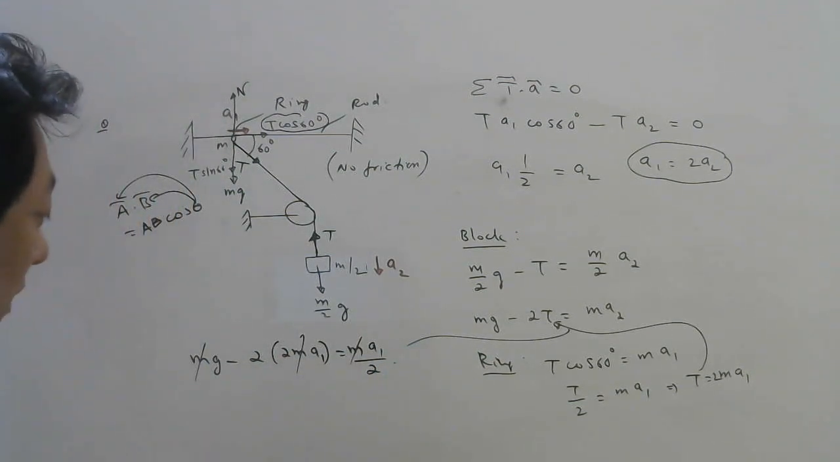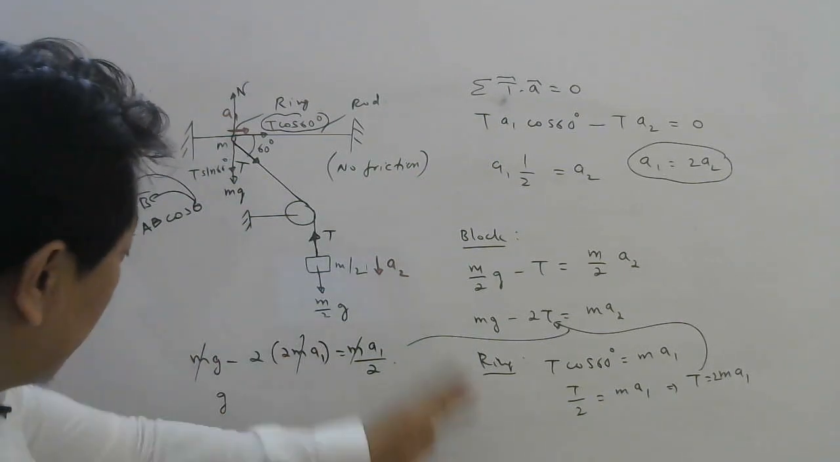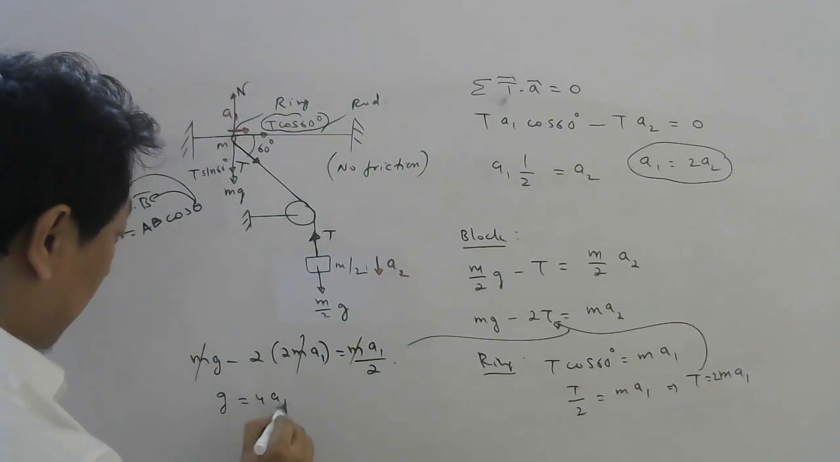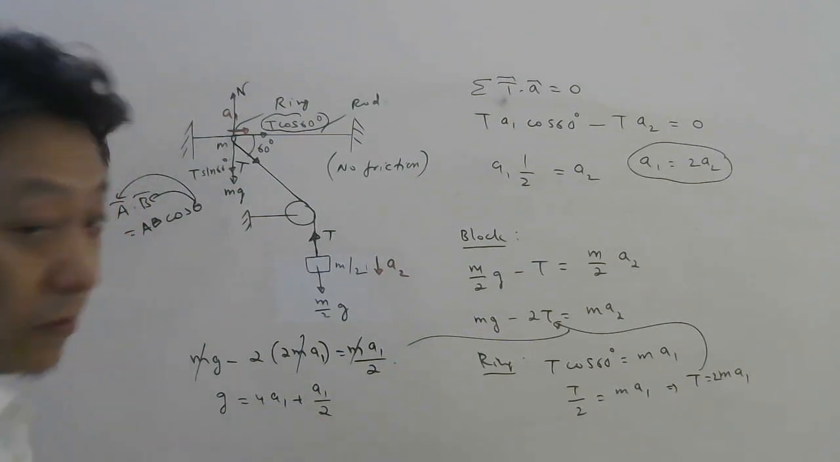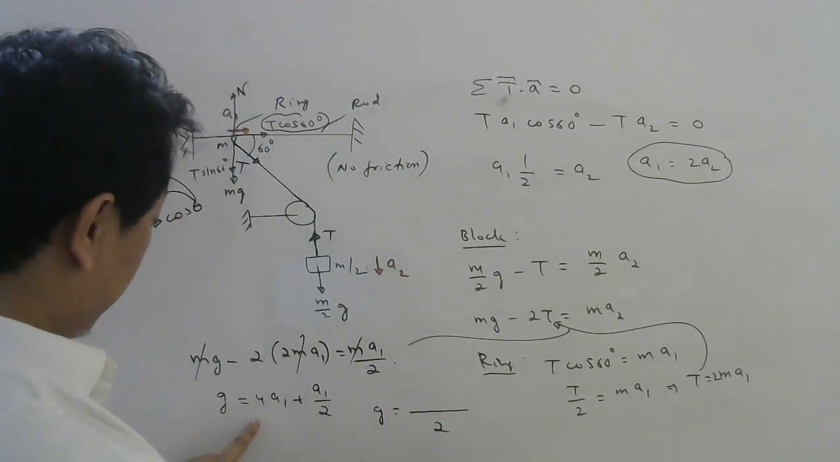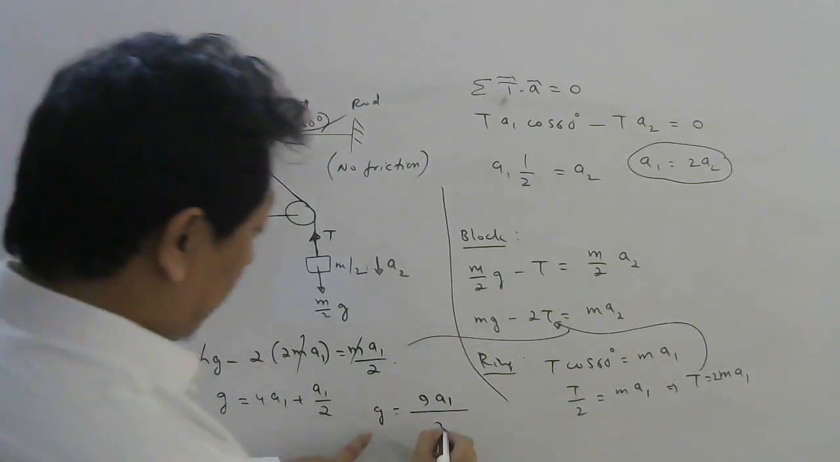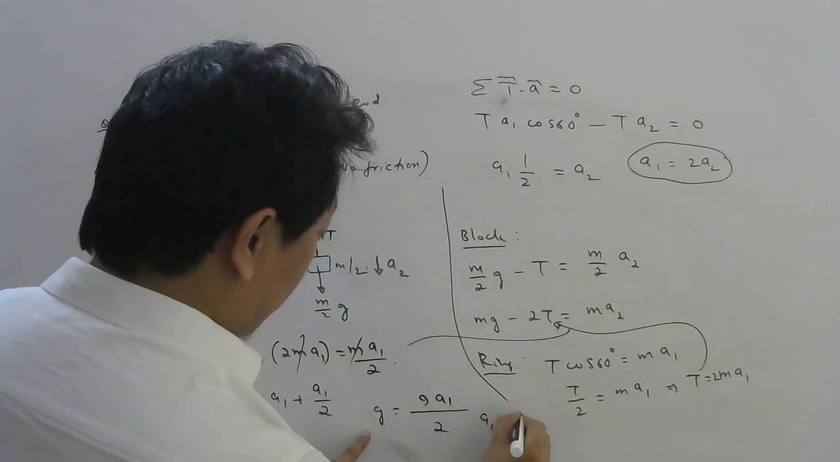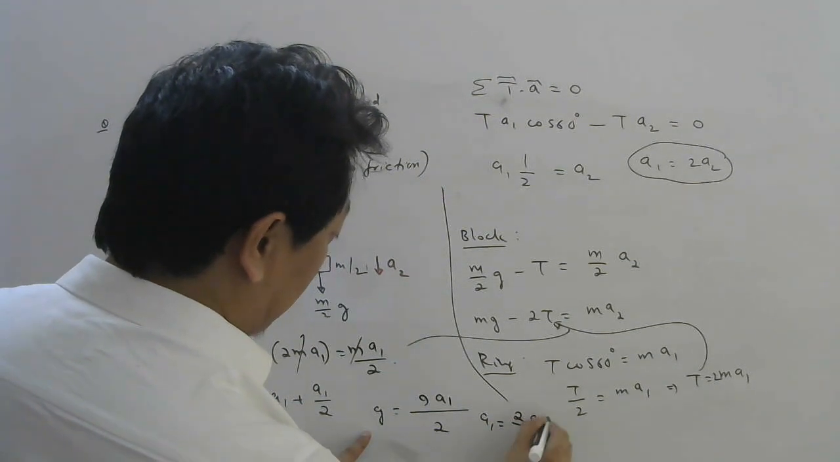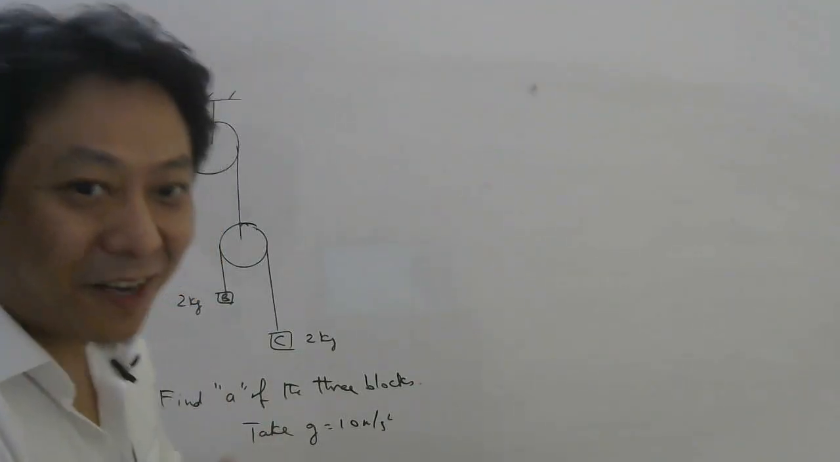M is common and cancels, so it will be g minus 2 into 2, 4 a1. You take that side, so 4 a1 plus a1 by 2. So this will give you g equals, take LCM 2, 4 twos are 8, 8 plus 1, 9 a1 by 2, right? So from here, if you cross multiply, a1 will be 2g by 9, and that is the acceleration of the ring, right?